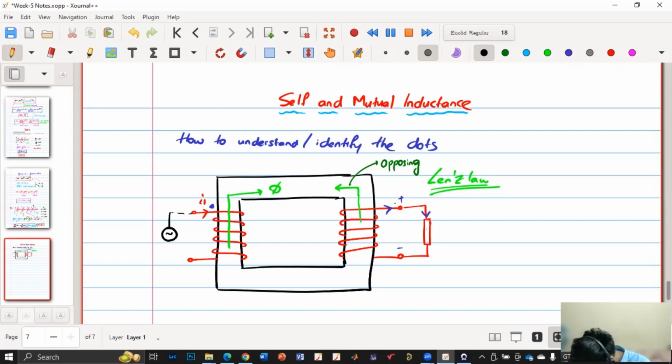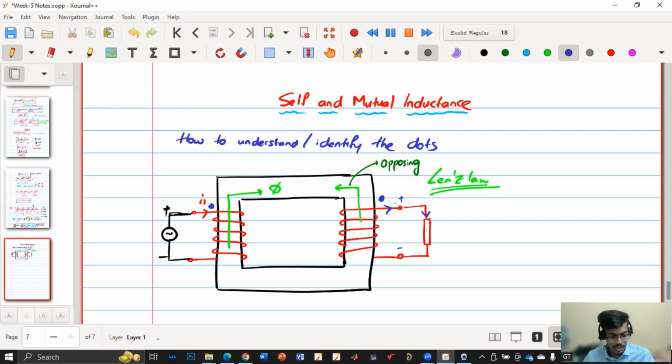So we have the source here and this is my plus minus. So now this plus minus says that this is my dot here and this is my dot here. So that dot is just for the polarity. So we'll know which is plus and which is minus, and depending upon the current direction, we'll know which will be the positive terminal and the negative terminal.